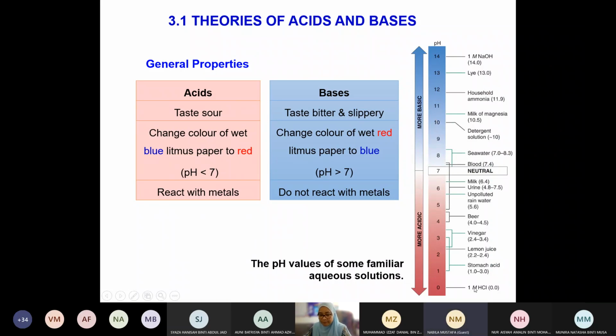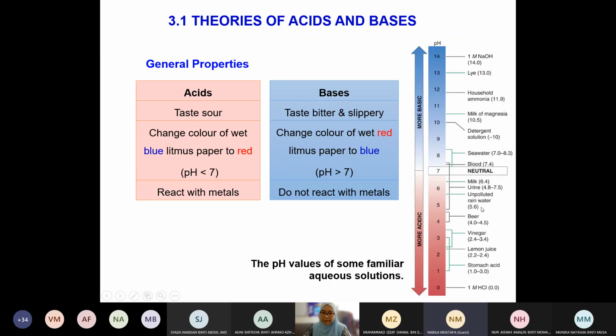Cuba tengok. 1 molar of HCl. Okay, jangan ingat pH kosong tu tak ada value. Kosong tu maksudnya yang paling acidic. Okay, and then selalu kita start dengan 1 kan. Kita ada 0.5, 0.7, ada. Okay, stomach acid. It's around 1 to 3. Lemon juice kita is acidic, 2.2 and 2.4. Vinegar, beer is acidic. Okay, unpolluted rainwater.